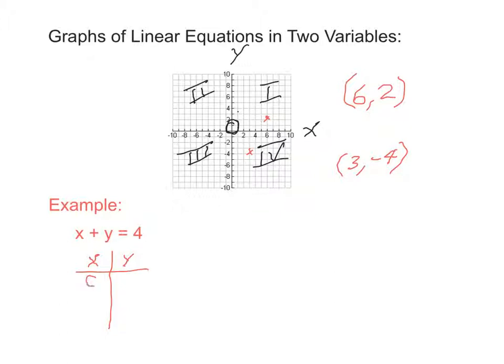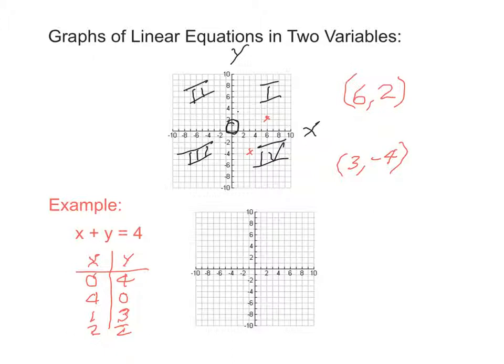So if x equals 0, y must equal 4, obviously. And if y equals 0, x must equal 4. And if x equals 1, y must equal 3. We'll do one more. If x equals 2, y would equal 2. All right, so we got a number of different solution sets for this equation. Well, let's see what would be involved to graph it.